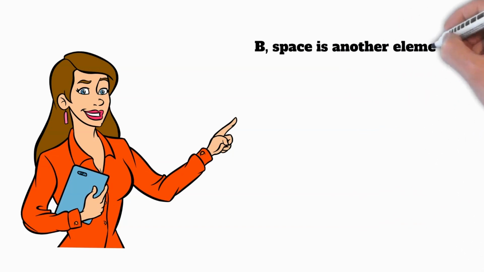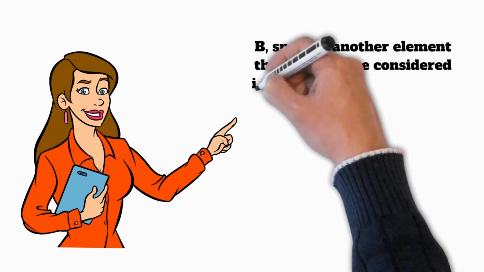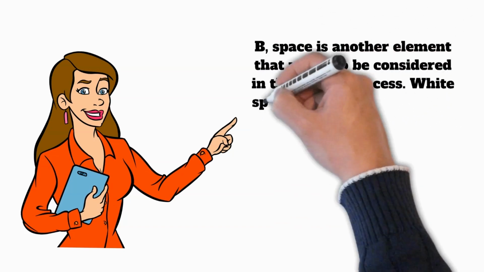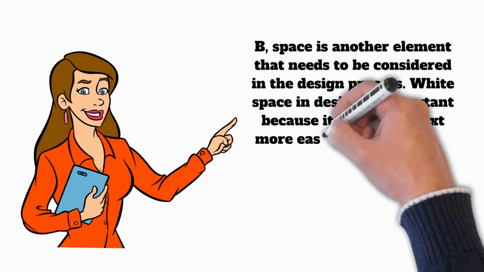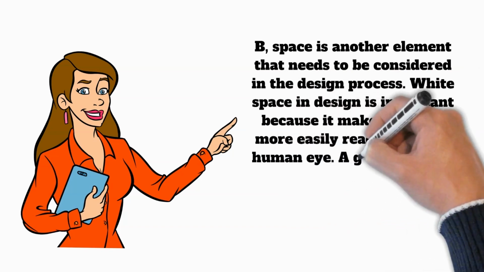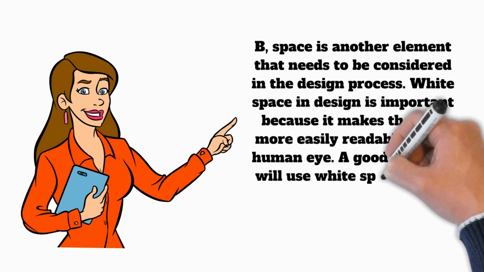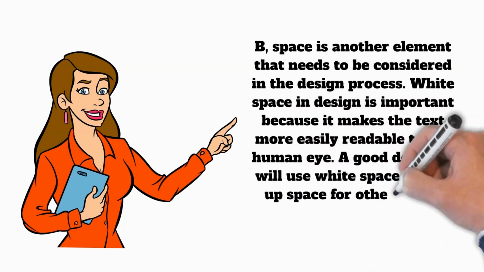B. Space is another element that needs to be considered in the design process. White space in design is important because it makes the text more easily readable to the human eye. A good designer will use white space to free up space for other visual elements.